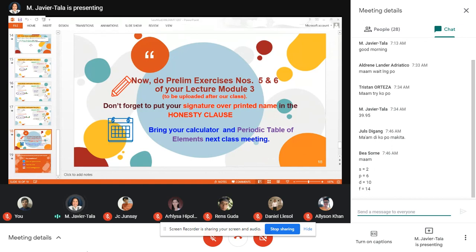Okay, so I will upload, class, your prelim exercises 5 and 6. There are some of you that I asked for their solutions. Class, always write your solutions in all your exercises and even in your exam, even if you use your calculators, because we should be able to see how you arrived at your answer.